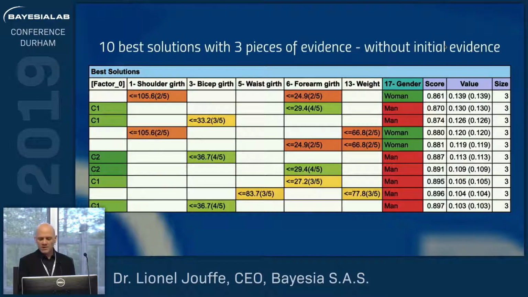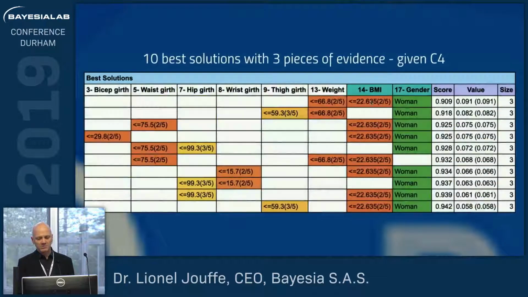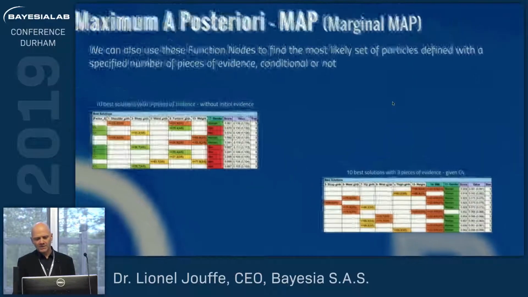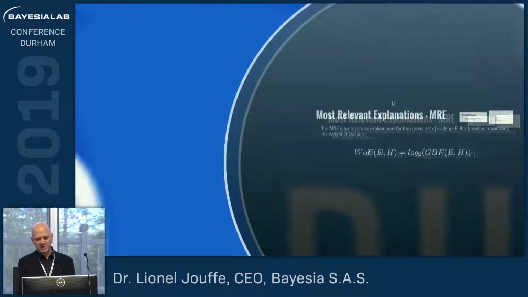It's a marginal one. So the 3 pieces of evidence that allow to increase the joint are these 3: shoulder, forearm, and gender. And if I set the evidence on C4, I have a new set of evidence, right? So these are the 3 that allow me to increase the probability given C4. Okay. So you have lots of flexibility once you know how to define your function nodes. So function node plus genetic algorithm, you can really do what you want. So this was the maximum a posteriori.